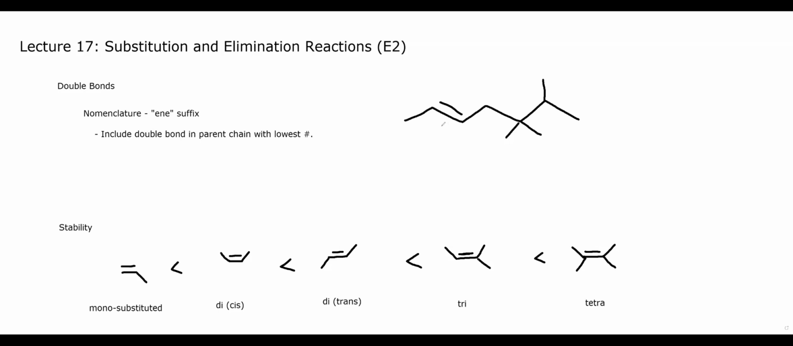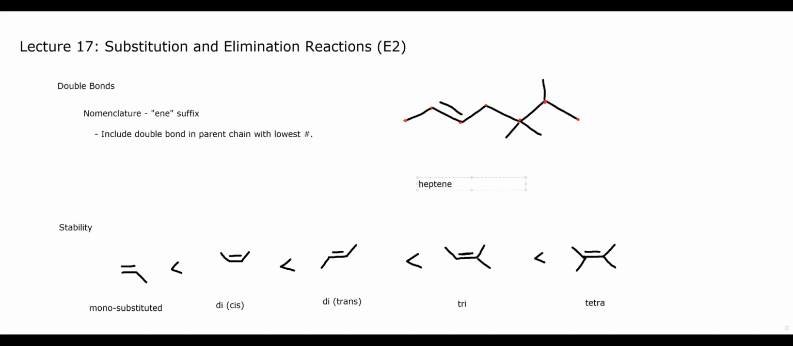Okay, so if we look at a molecule like this on the right, if we wanted to name this, first find the parent chain, make sure the double bond is in the parent chain. So I think we go right across from left to right here. 1, 2, 3, 4, 5, 6, 7. So we have a heptane parent chain. We have a double bond, so heptane becomes heptene.